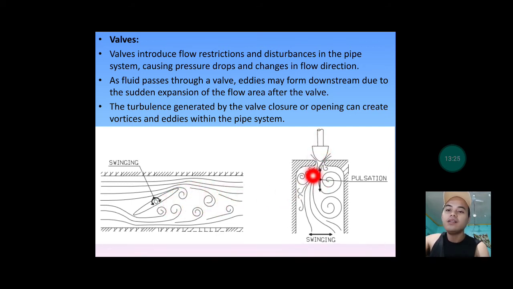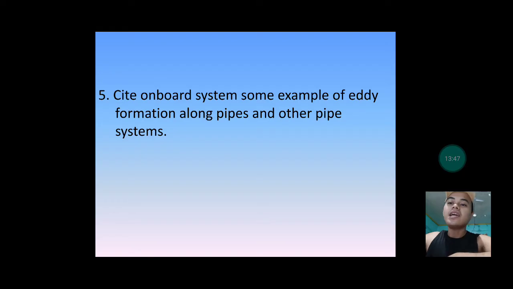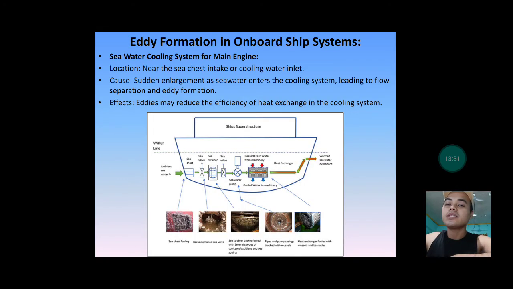Also in this valve, as the flow of liquid goes from top to bottom, it's like an expansion of space. In the expanding space, there will be eddies in the side of the pipe. Okay. So, onboard systems, some examples of eddy formation along pipes and other pipe systems.